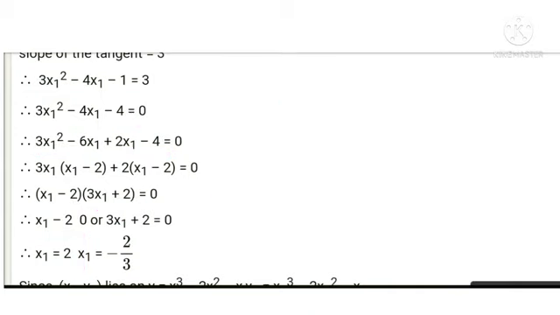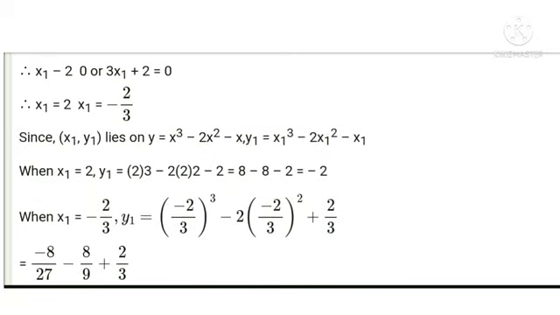What we get here? See, we get x1 is equal to 2 or x1 is equal to minus 2 upon 3. This is the value of x1. Now we have to find the value of y1. Since the point lies on the curve, therefore it satisfies the equation. Whenever y is there, you put y1, and whenever x is there, you put x1. So we get y1 is equal to x1 cube minus 2x1 square minus x1. But it is given x1 is 2. First you put the value of x1 as 2 here.